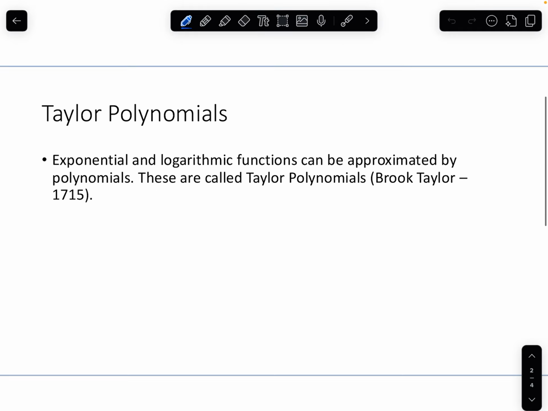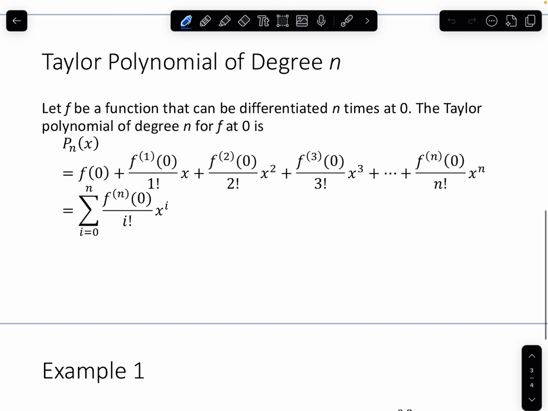So a Taylor polynomial, right? This is where exponential and logarithmic functions can be approximated by a polynomial. This is called a Taylor polynomial, first developed by Brook Taylor in 1715. So, the general idea of these Taylor polynomials of degree n.